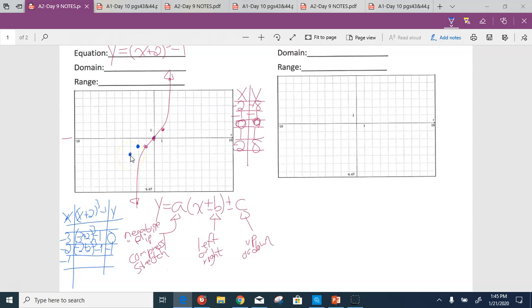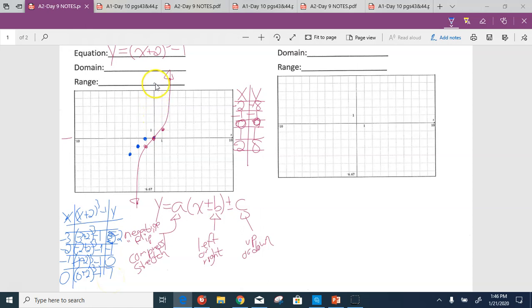And then when I plug in a -1, -1 plus 2 is +1. To the third power is still +1. Minus 1 is 0. So I have a point right here. And then if I pick the points that come after that, I have a 0 there. 0 plus 2 is 2. To the third power is 8. Minus 1 is 7. So that's 0, 7.